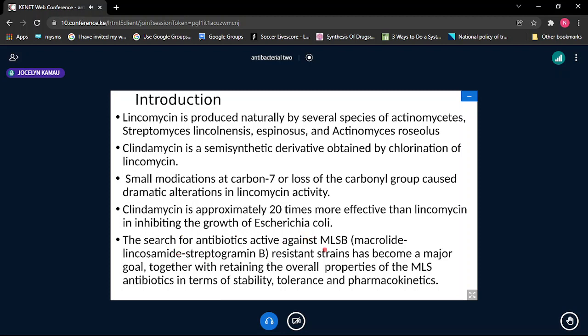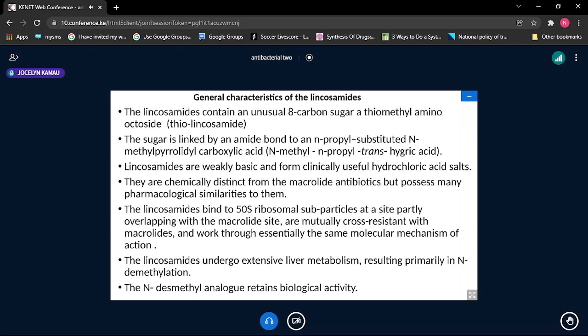These drugs were synthesized because there were issues of resistance to macrolides, lincosamides, and streptogramin B. So there were two issues of resistance. They were trying to make small structural modifications in search of better molecules with better activity, and of course also better pharmacokinetics.